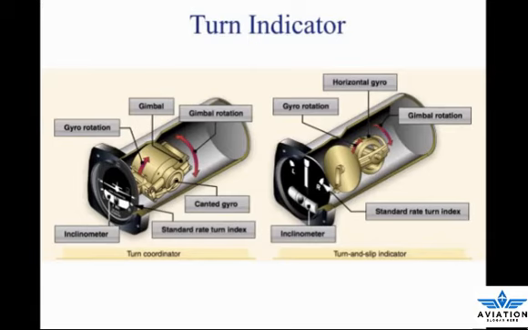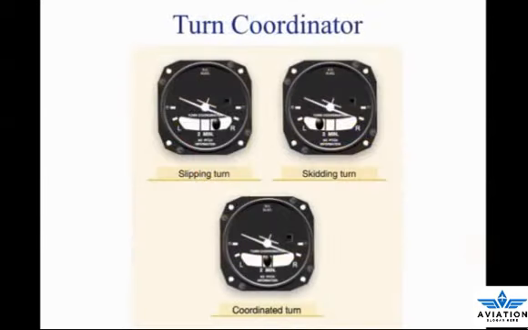A rapid roll rate causes the miniature aircraft to bank more steeply than a slow roll rate. The turn coordinator can be used to establish and maintain a standard rate turn by aligning the wing of the miniature aircraft with the turn index.